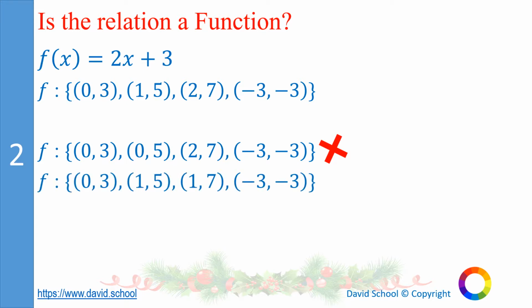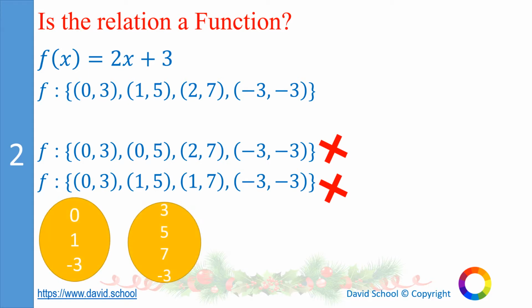Is it a function? We have (0, 3), (1, 5), (1, 7), (-3, -3). Clearly, this is not a function because the x coordinate 1 is repeated. We will see the mapping diagrams. Is it a function? No, it is not, because the input 1 has two different outputs, which is not possible.